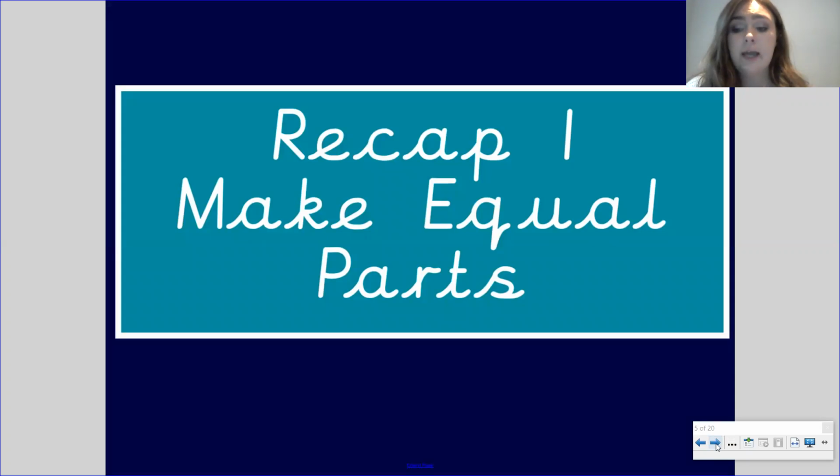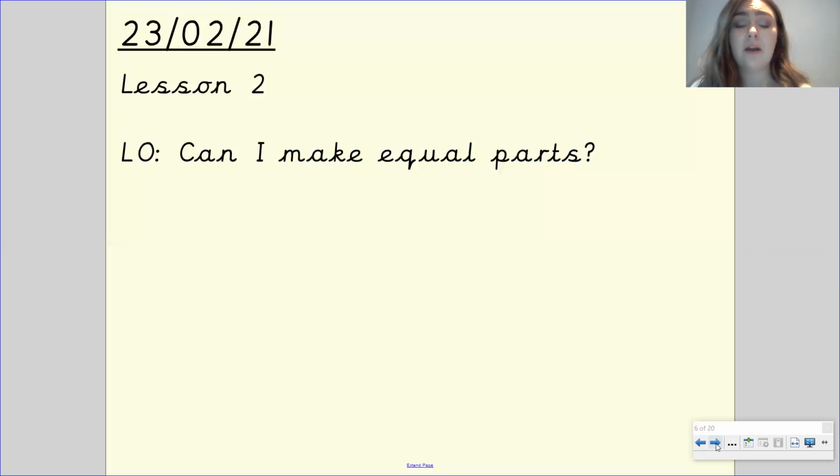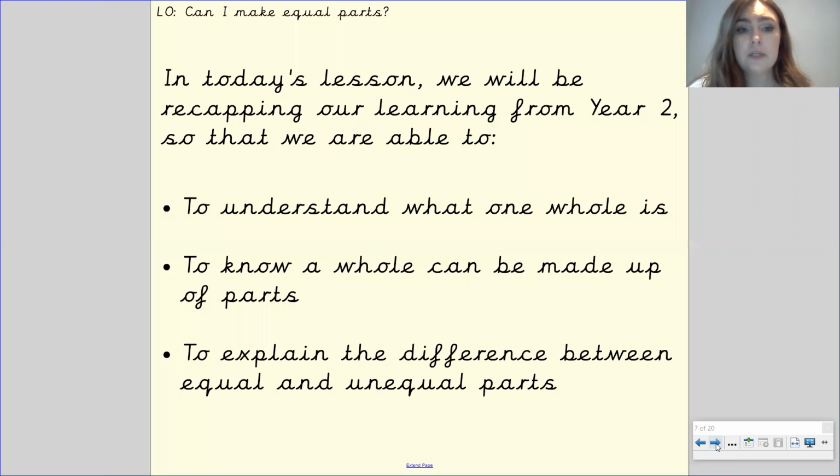So we're going to be recapping making equal parts, and our learning objective for today's lesson is, can I make equal parts? So in today's lesson, we're going to recap our learning from year 2 so that we are able to understand what one whole is, to know a whole can be made up of parts, to explain the difference between equal and unequal parts.